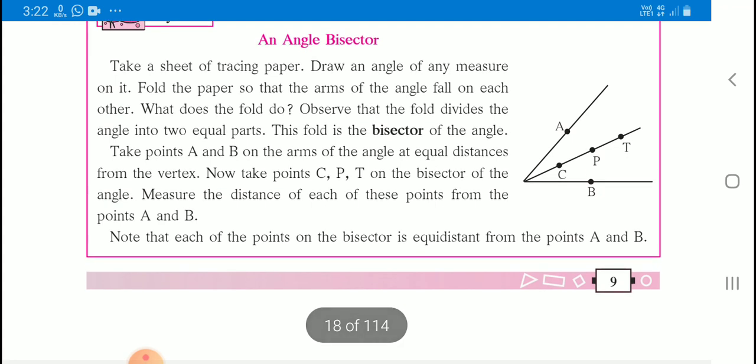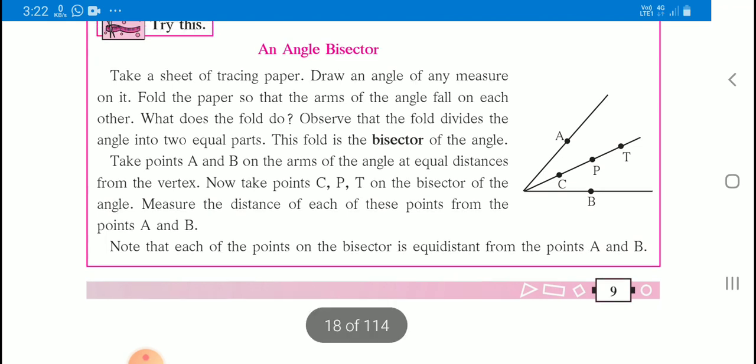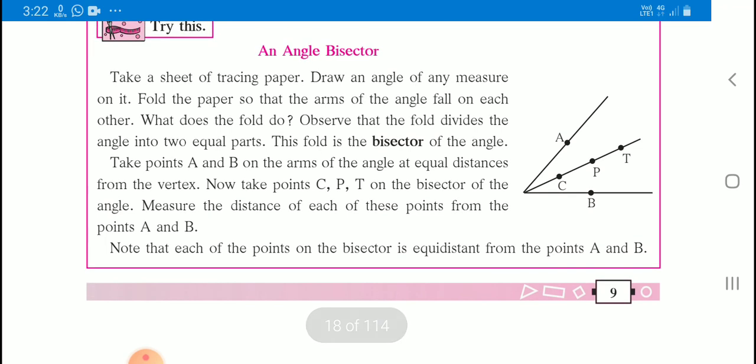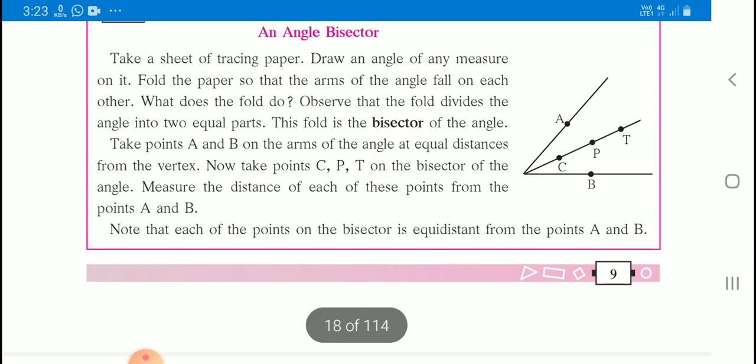What does the fold do? Observe that the fold divides the angle into two equal parts. This fold is the bisector of the angle. Means because of this fold, this angle is divided into two equal parts.